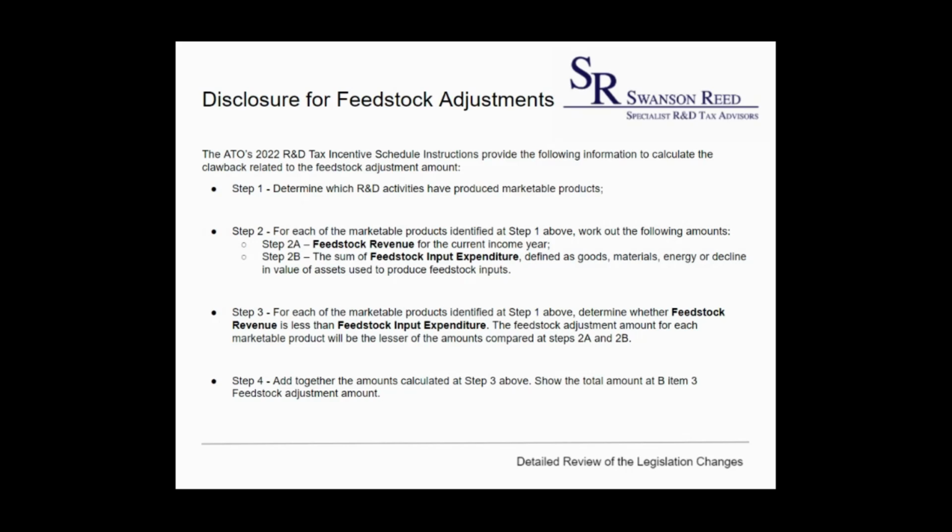Step 3. For each of the marketable products identified at Step 1, determine whether the feedstock revenue is less than the feedstock input expenditure. The feedstock adjustment amount for each marketable product will be the lesser of the amounts compared at Steps 2A and 2B. Step 4. Add together the amounts calculated at Step 3 above. This amount is then shown at B, Item 3, Feedstock Adjustment Amount.